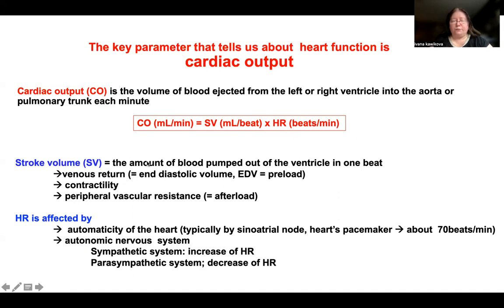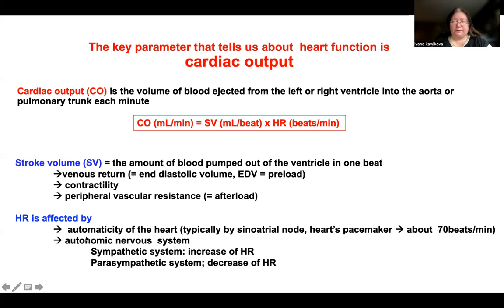So stroke volume is dependent on venous return, according to Starling law of the heart, on the contractility of the heart, and peripheral vascular resistance, also referred to as afterload, and venous return is referred to as preload. And the heart rate is determined by two aspects.